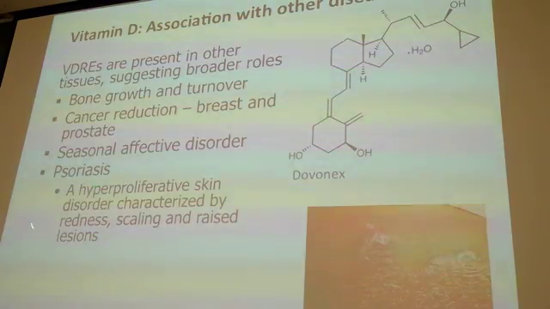And then it's also been implicated in psoriasis, which is often an autoimmune hyperproliferative skin disorder. And this is a synthetic form of vitamin D called Jovenex, which is prescribed as a topical therapeutic for the treatment of psoriasis. And this seems to be quite effective. Again, it's not exactly clear what the mechanisms are here, but it's probably functioning by regulating autoimmunity.